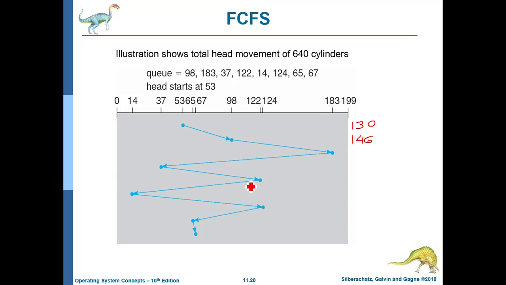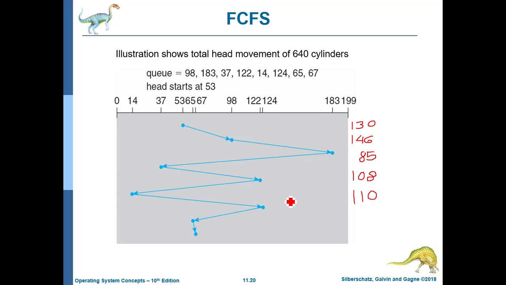Next line is 122 minus 37, which is 85. Next, the fourth line is 122 minus 14, which is 108. So that is the fourth line: 1, 2, 3, 4. Next line will be 124 minus 14, which is 110.